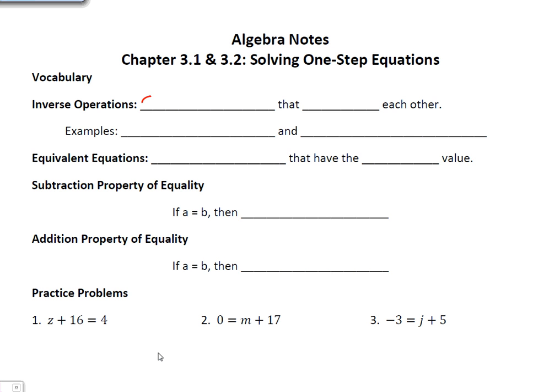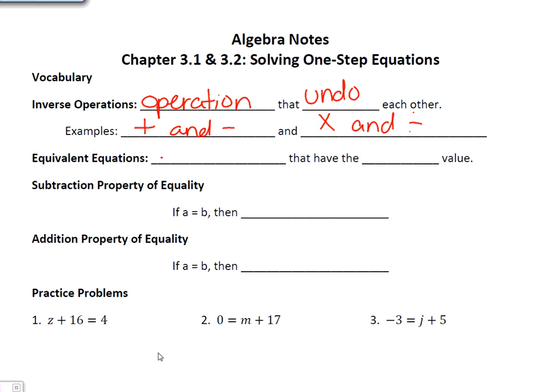Inverse operations are operations that undo each other. Okay, so some examples of inverse operations are addition and subtraction, and multiplication and division. Okay, these are some examples of inverse operations. They are operations that undo each other. Okay, so our next word is equivalent equations.